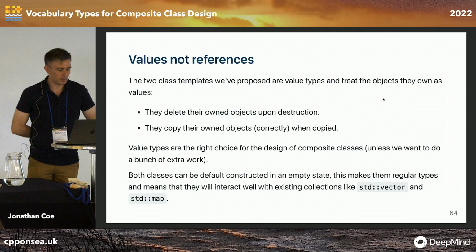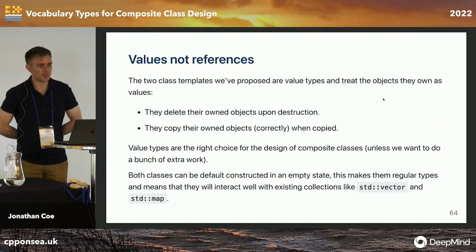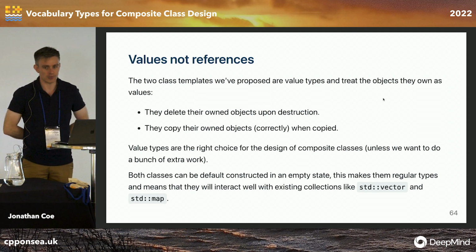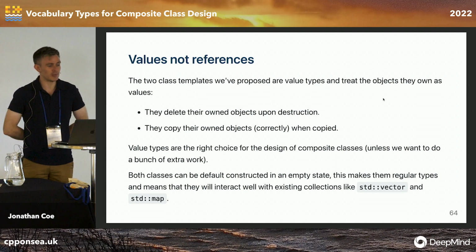Both indirect value and polymorphic value can be default constructed in an empty state. And this makes them into regular types. There was some significant design discussion about this. But this is the right choice because they need to interact with standard library types like map and vector, which expect to see regular types. So all the sad things about nullability don't go away with polymorphic value and indirect value. But hopefully they will be replacing pointers in people's code, so that's not introducing a new problem because nullability was already there.